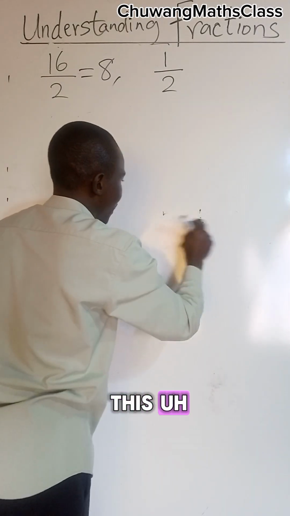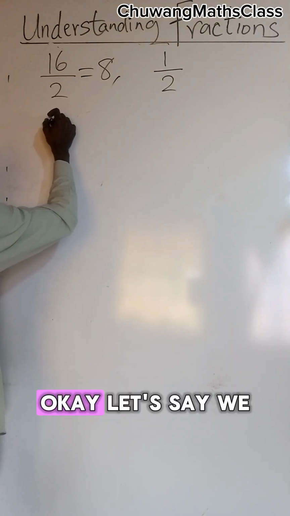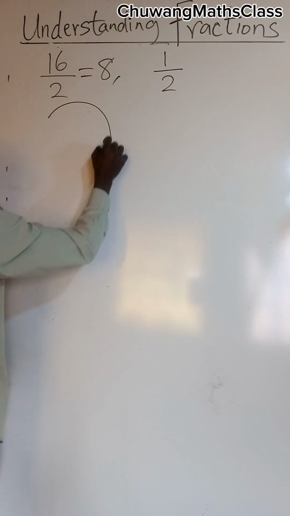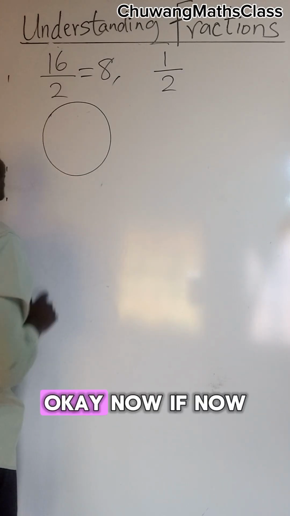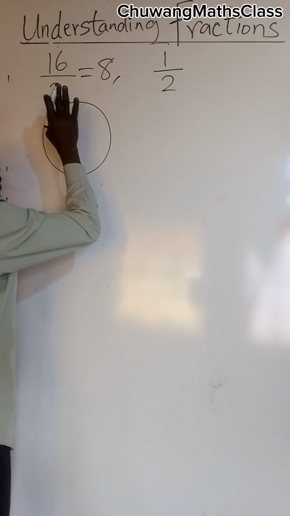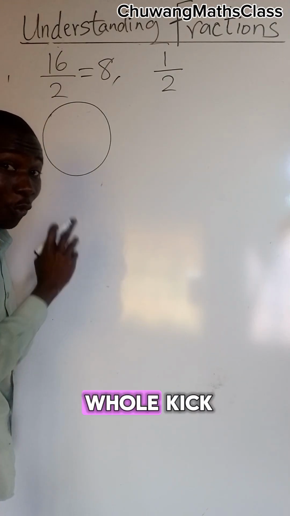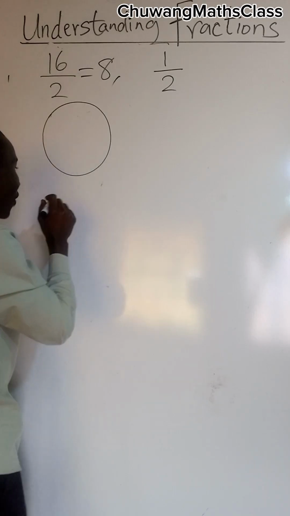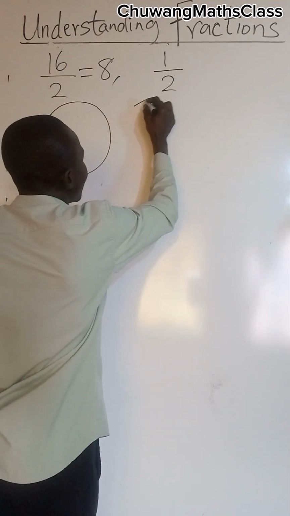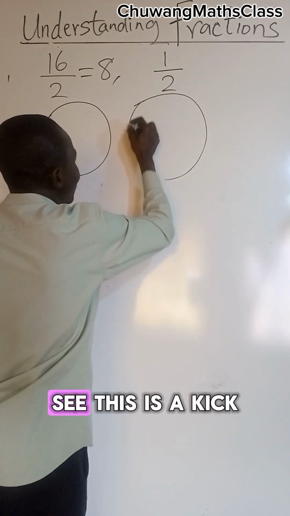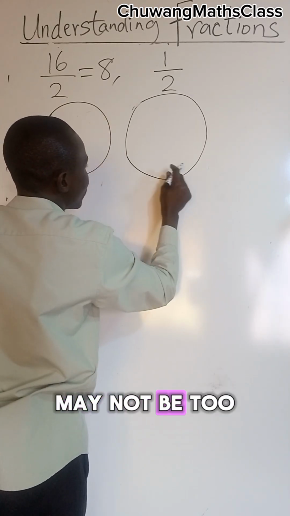Let me show this example for better understanding. Okay, let's say we have a cake, a round cake. Now, this cake, how many cakes can we see on the board? This is a whole cake. This is one cake, right? One whole cake. Now let me draw this same cake. See, this is a cake. My drawing may not be too perfect.